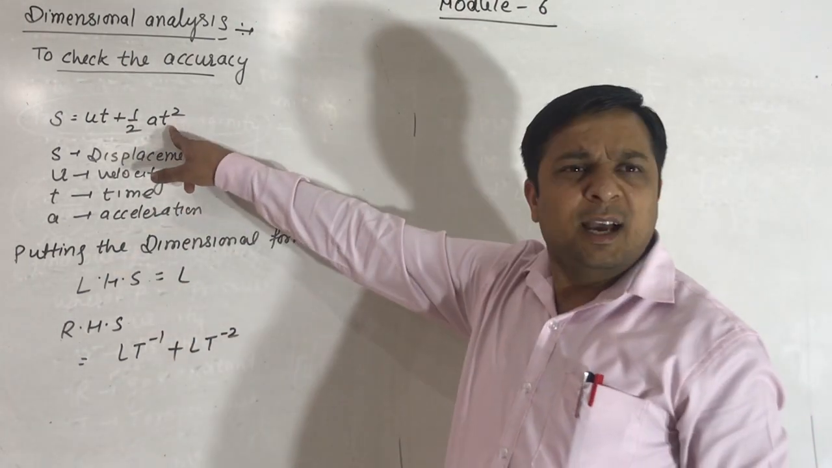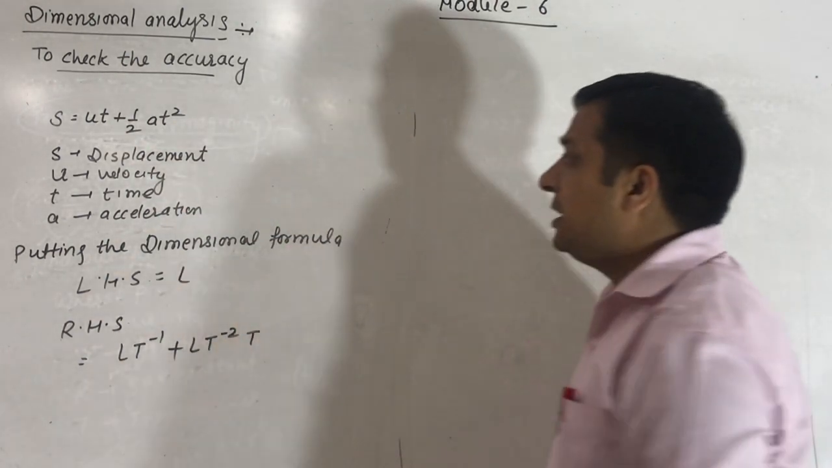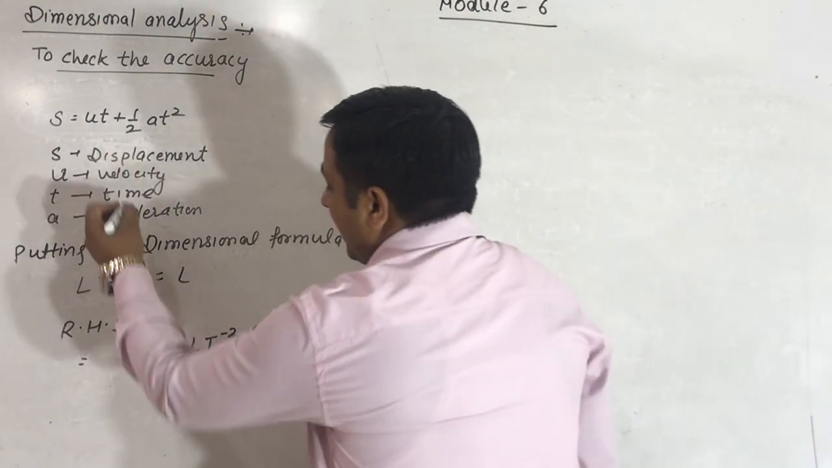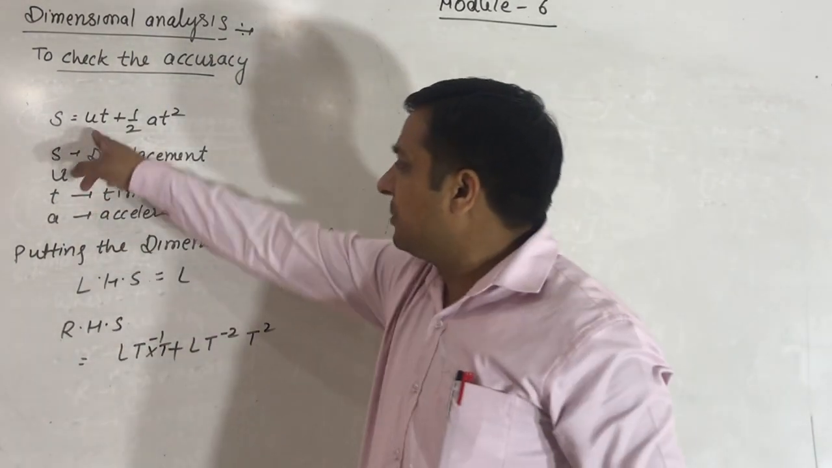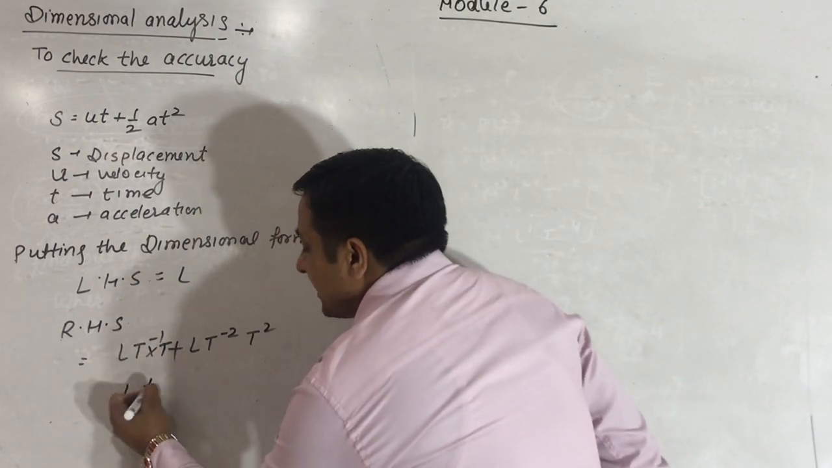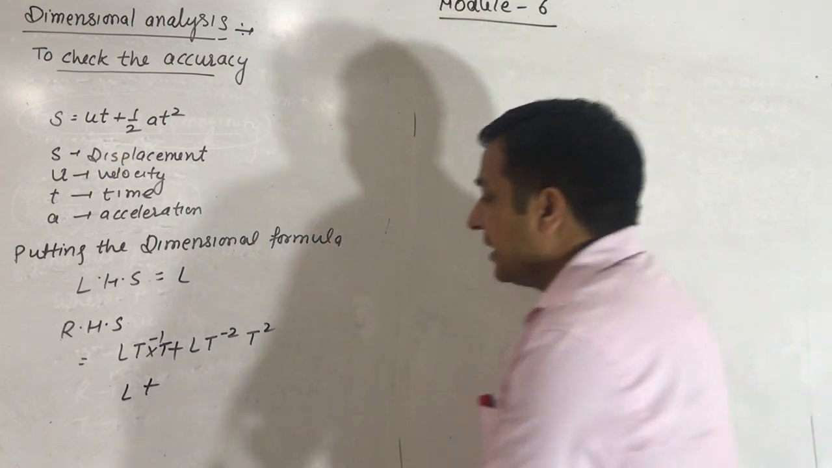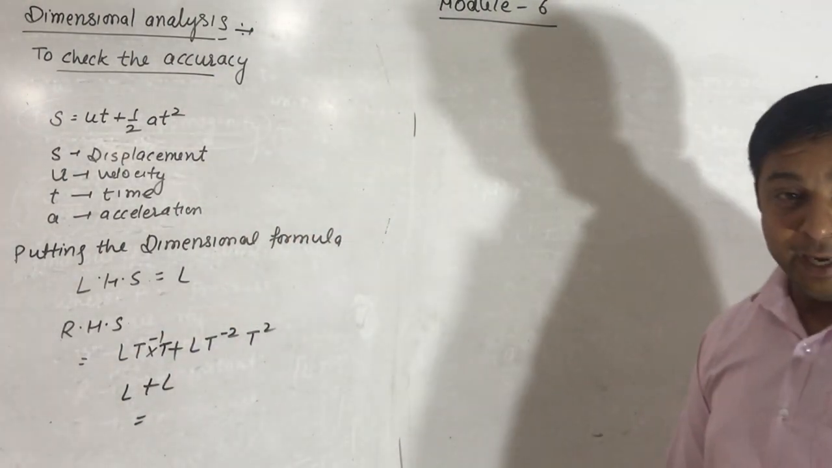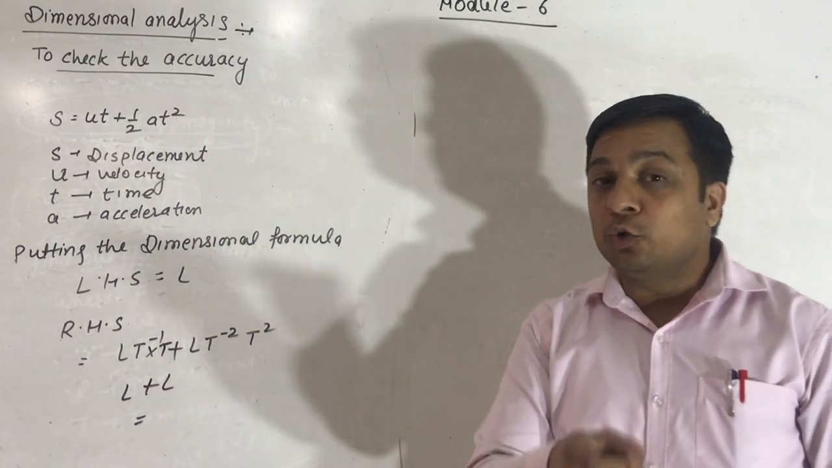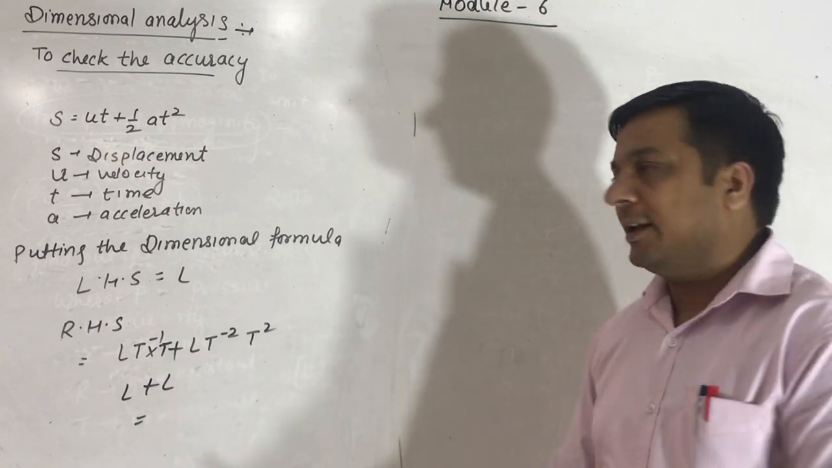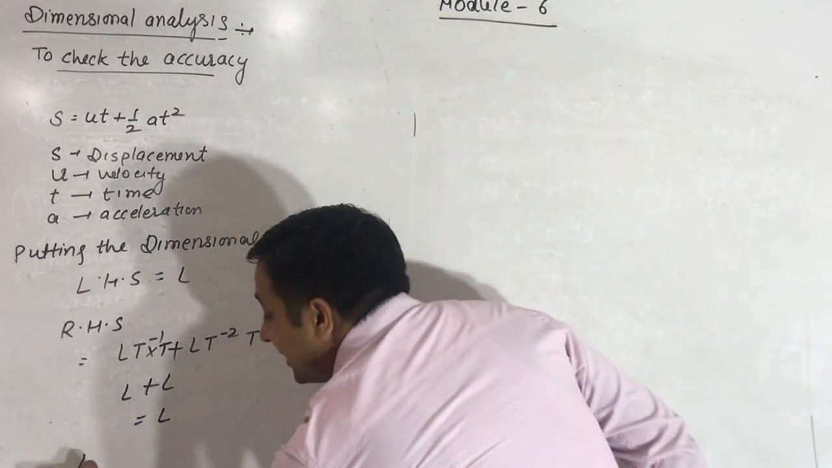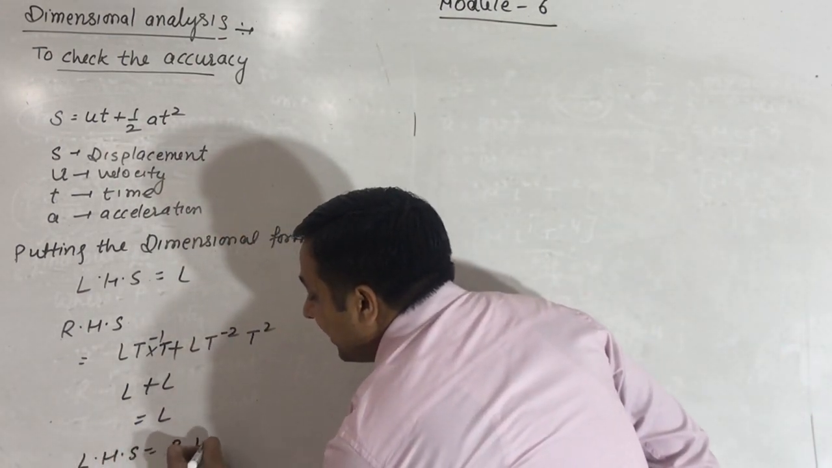And here this is time, and the dimension formula of time is T, here with power 2. So T minus 2 times T squared, T is cancelled, L plus L. What will be the value, 2L or L? Because in dimensional analysis, L plus L is equal to L. I have already told you. L plus L is L. Right hand side also L, left hand side also L. So left hand side is equal to right hand side. And this is the proof.